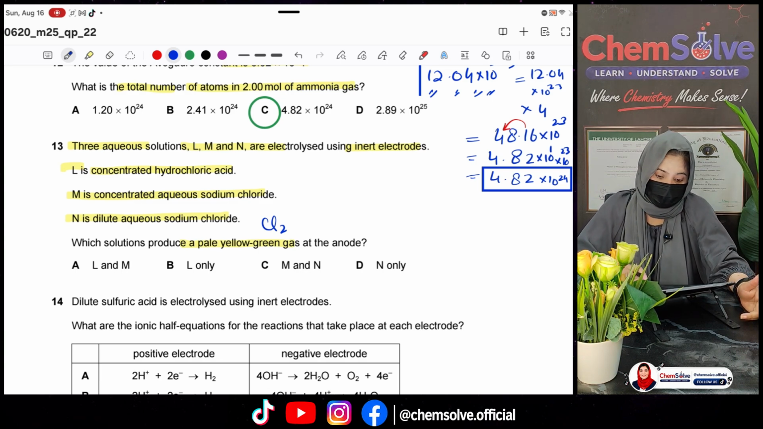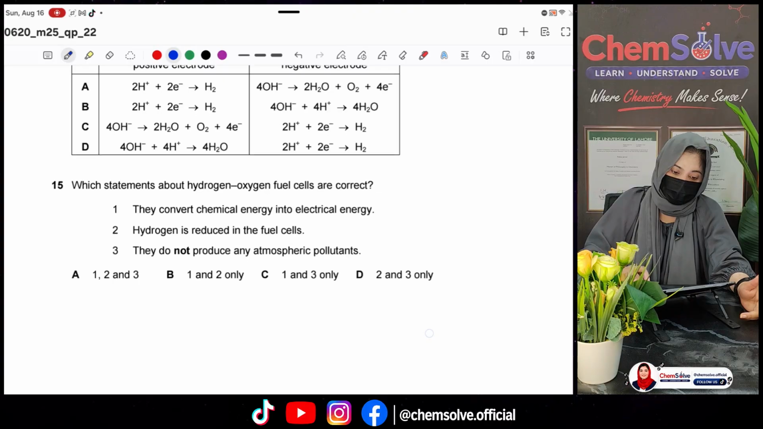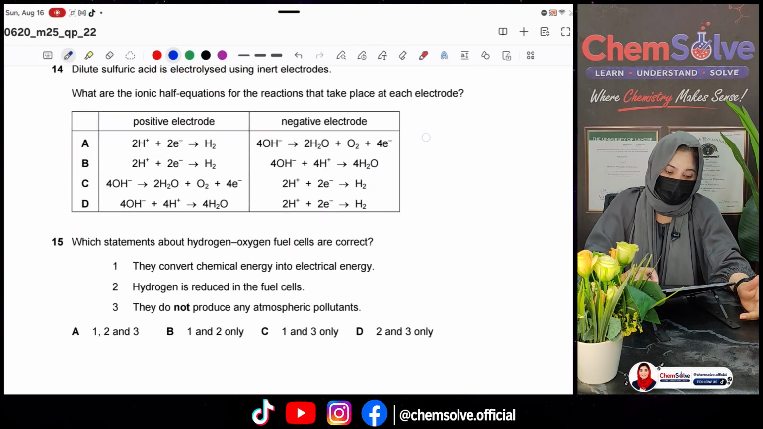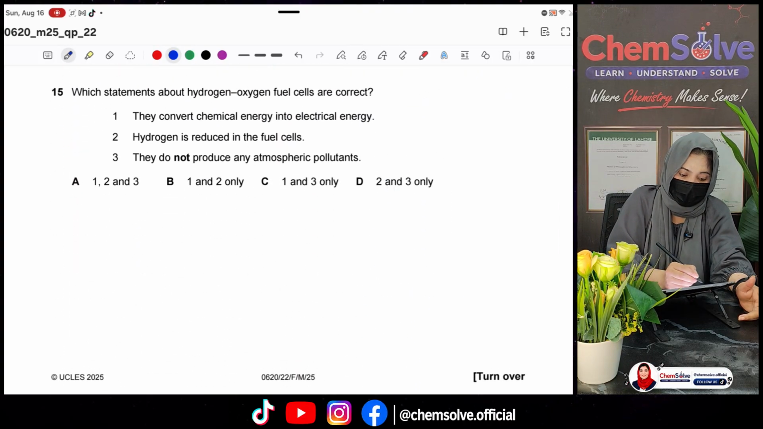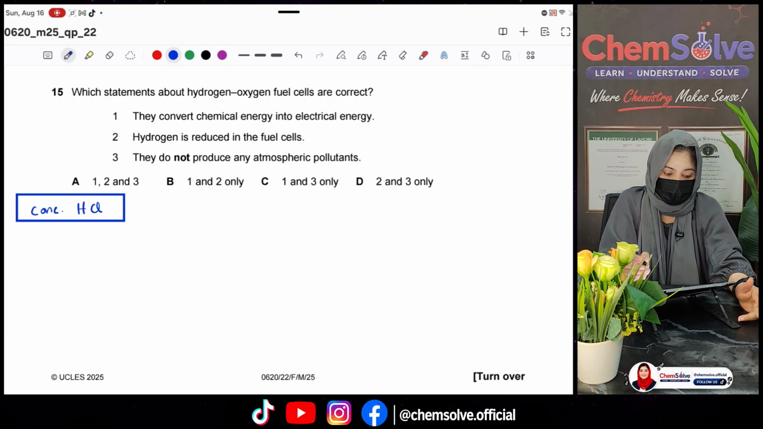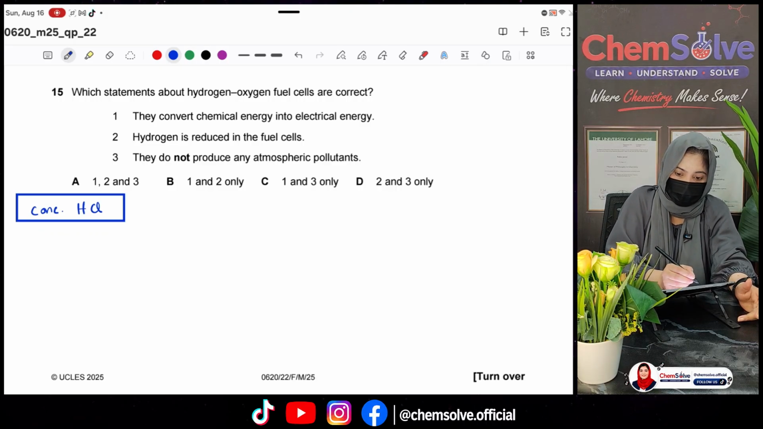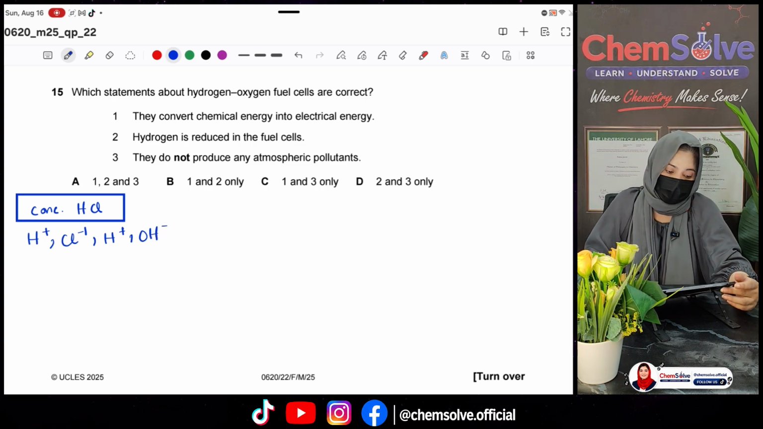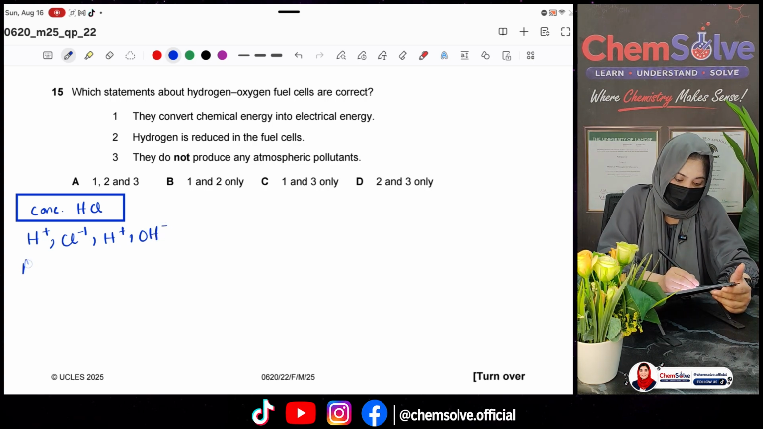So it's a lengthy calculation again. Let's solve it here. Concentrated hydrochloric acid. So I will write concentrated hydrochloric acid. It would have H+ ion from hydrochloric acid, chloride ion, H+ ion from water, and OH− ion from the water as well.